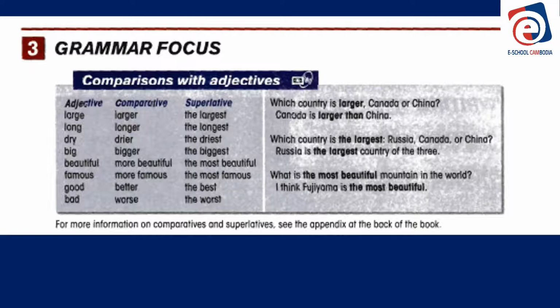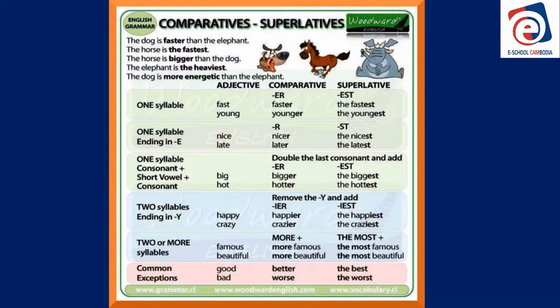Which country is the largest? Russia, Canada, or China? Russia is the largest country of the three. What is the most beautiful mountain in the world? I think Fujiyama is the most beautiful. All right, let's look at the chart. In this chart of comparatives and superlatives, we'll try to learn some rules that can help us know when to say ER, when to say EST, and when to say most or more.